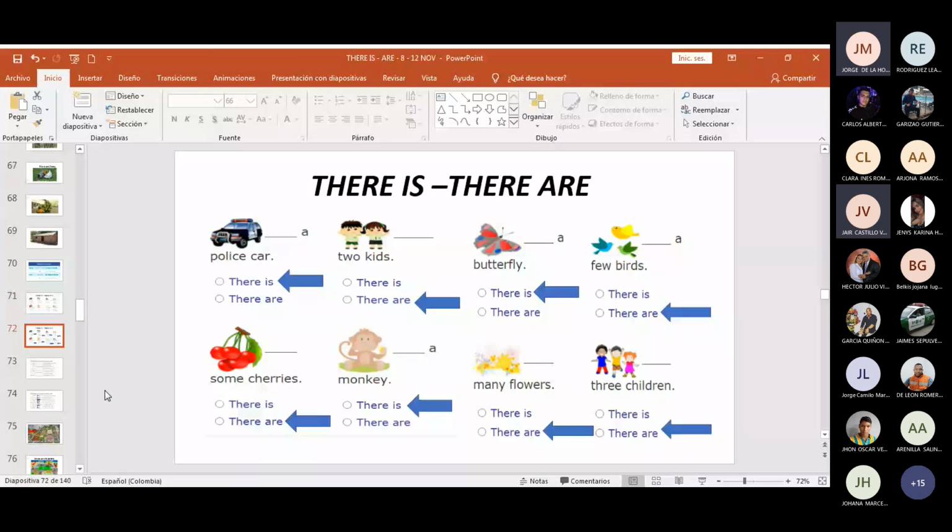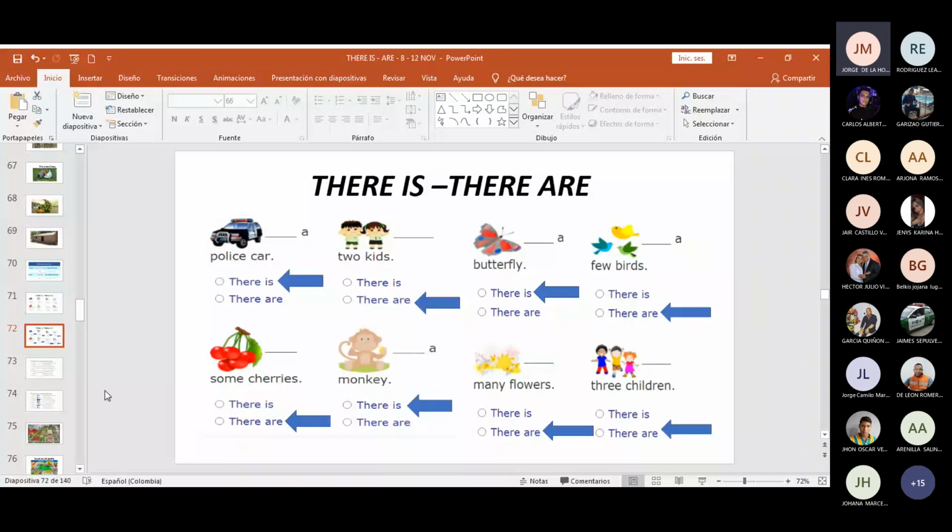There are three children. Very good, student. There are three children. So here, what are you going to do? You are going to indicate existence. Voy a indicar existencia. Voy a indicar qué es lo que hay. Claro, ¿qué es lo que hay?